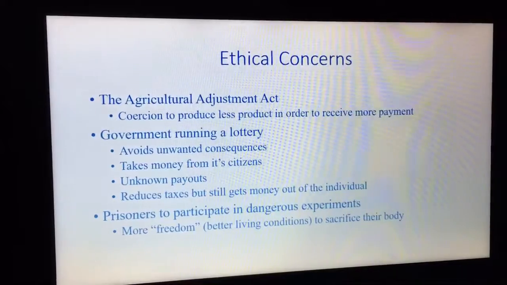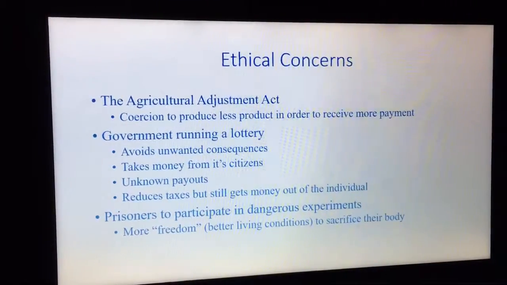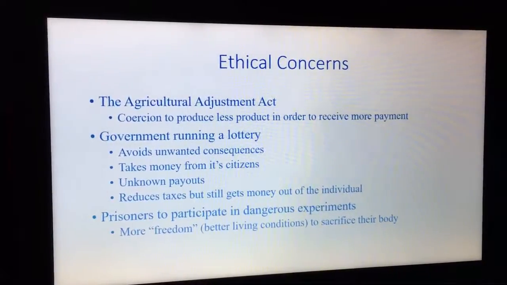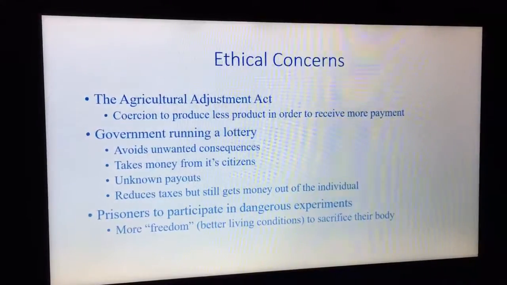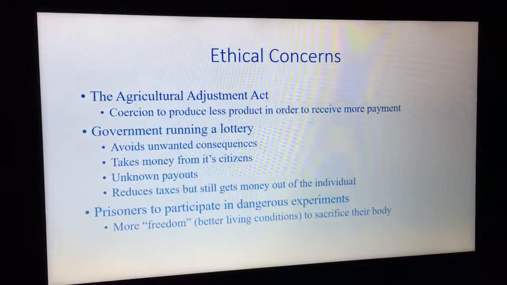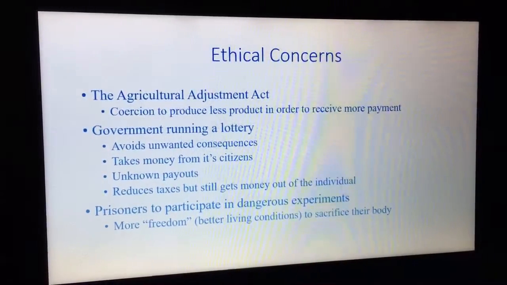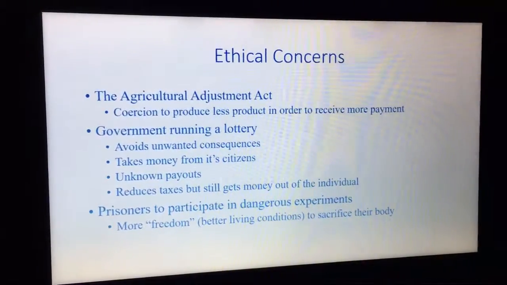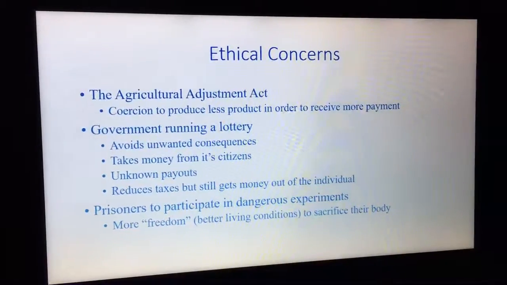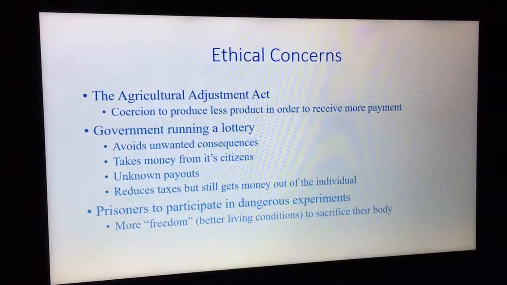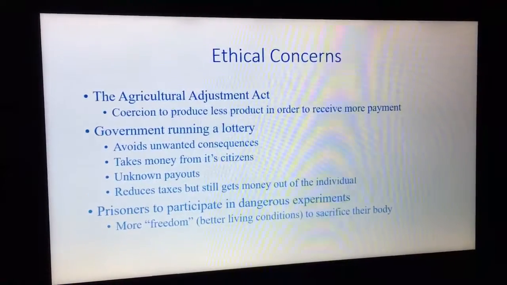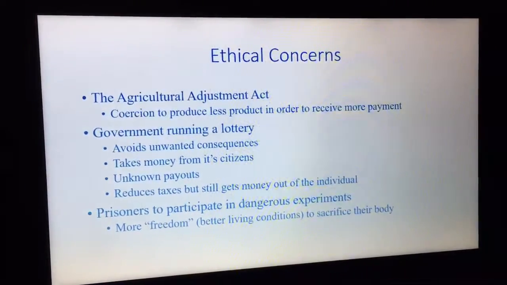There were some ethical concerns in certain acts or things run by the government. The Agricultural Adjustment Act, which was coercion to produce less product in order to receive more payment. Government running a lottery, which avoids unwanted consequences for the government, takes money from its citizens. There's unknown payouts for those citizens, and the lottery was used to reduce taxes, but they still get the same amount of money out of the individual. A third would be prisoners to participate in dangerous experiments. There's guaranteed more freedom, which could be better living conditions, to sacrifice their bodies and rights.